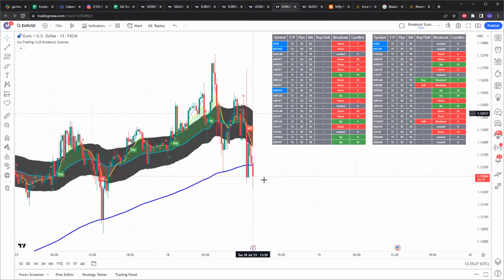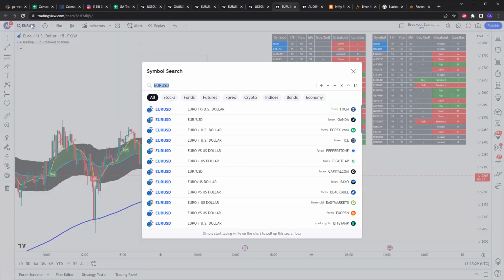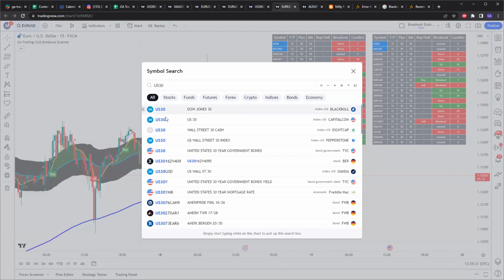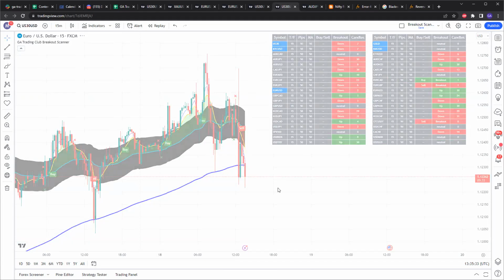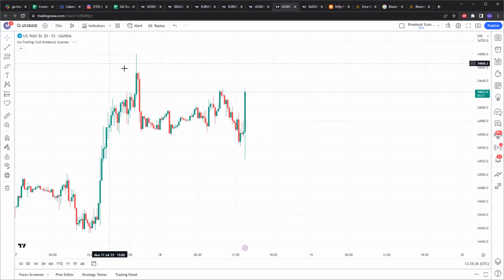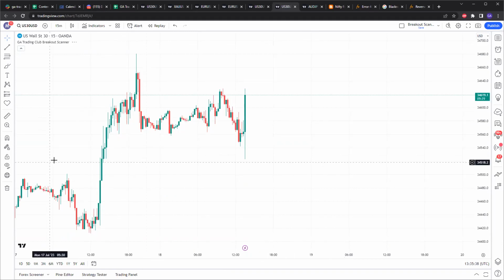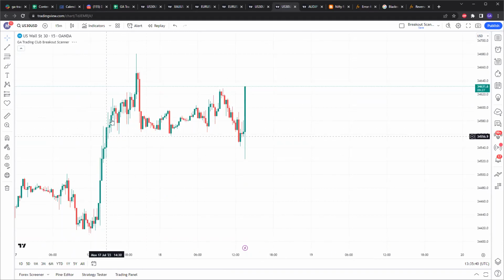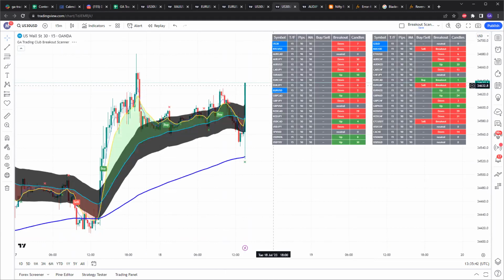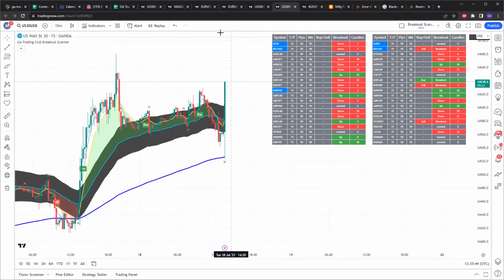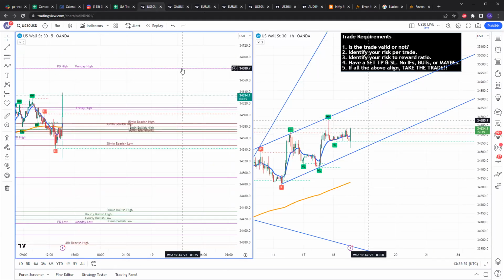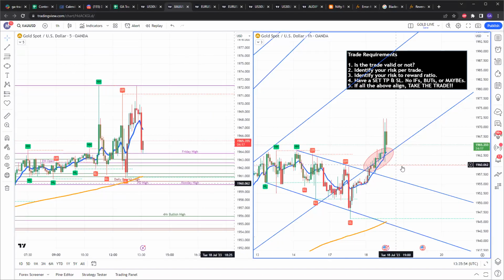If we look at the breakout scanner for US 30, you can tell, even on the 15-minute, US 30 has just been consolidating because you can see all of this chop back and forth. So I don't have anything to trade for US 30. Gold is the other one. I don't have anything else to trade for gold.